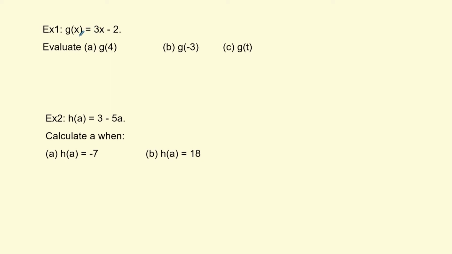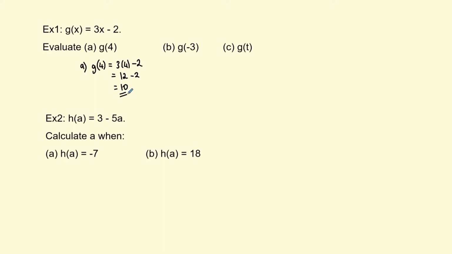But let's start off with this function here, g of x equals 3x minus 2. And we've got 3 different values we want to evaluate. So g of 4 first of all, so we'll do a. G of 4 equals, so we're taking this function and what we're doing is replacing the x with a 4. Wherever we see an x, we replace it with a 4. So it's 3 times 4 minus 2. So 3 times 4 minus 2. 3 fours are 12 minus 2, which is 10.